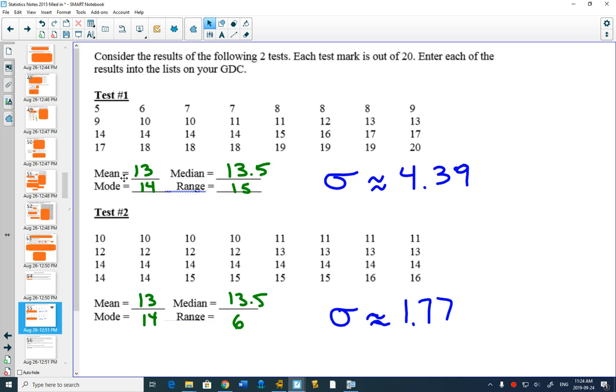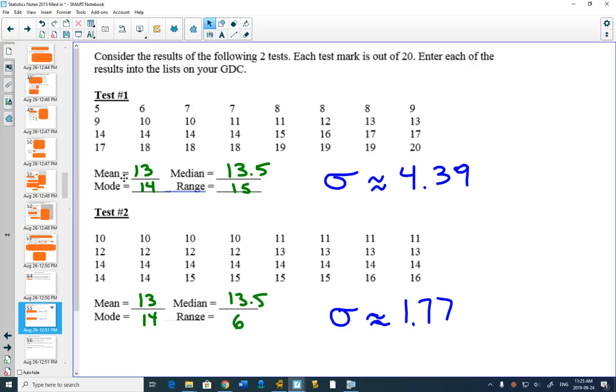And we're going to learn that this actually tells us a lot about the information. This standard deviation of 4.39 marks tells me that about 68% of the people should be 4 marks above and 4 marks below the mean. So the mean was 13. If I go up 4, that goes up to 17. If I go down 4, that goes down to 9. In that one, about 70% of the people are between 9 and 17 marks.